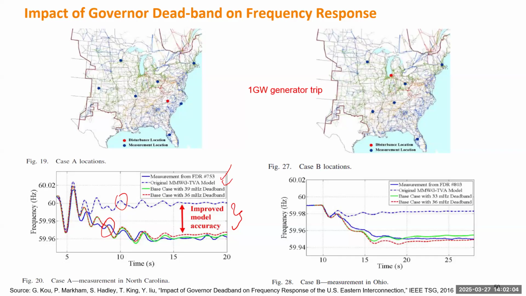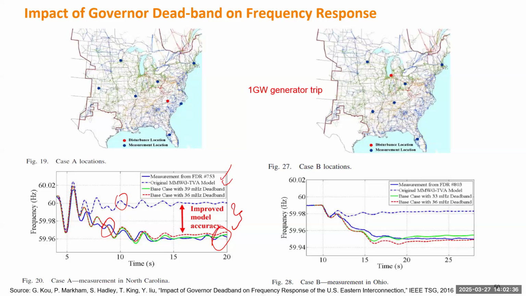So then they increase the dead band. They try maybe 2 different values. The first case, they adjust the dead band for the simulation model to be 39 millihertz. Definitely, they don't know which unit will have dead band, but they can just evenly increase the dead band for most units, so to 39. The second increase to 36. So they both have a much better match with the real data, right?